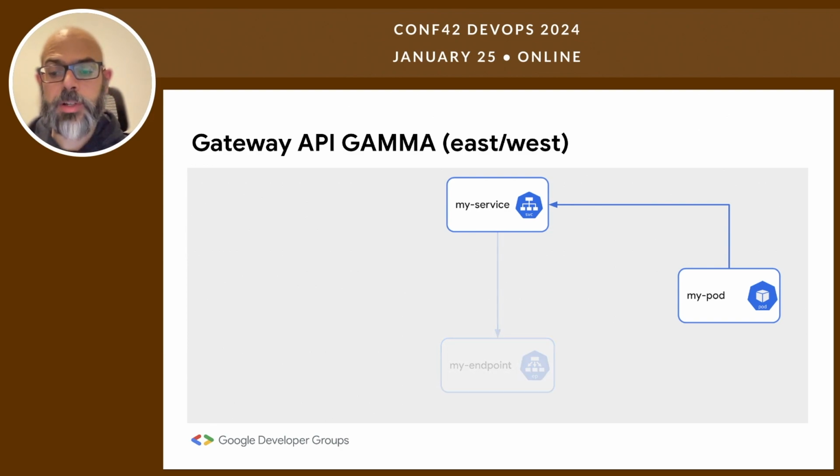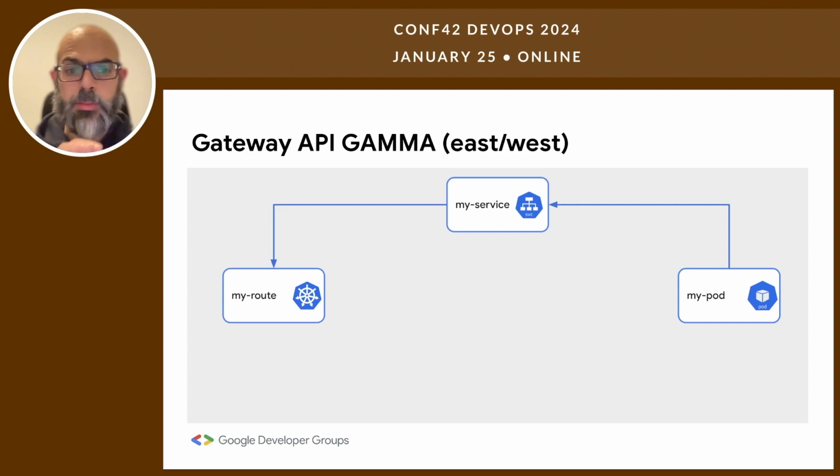The second scenario is the one where we have a route that is attached to my service. So we have my route attached to my service, but there is no path defined in my route that matches the one that is requested to my service. In this case, the request will be aborted.